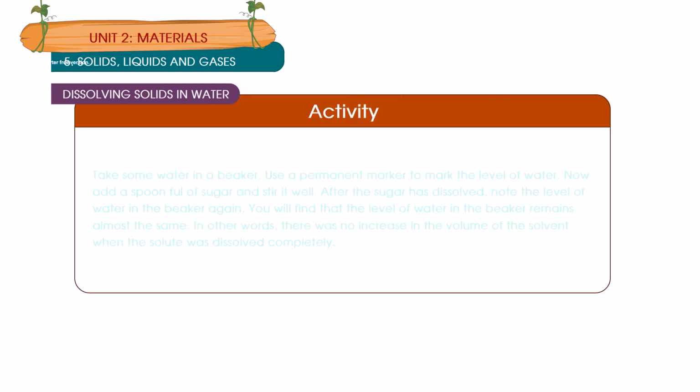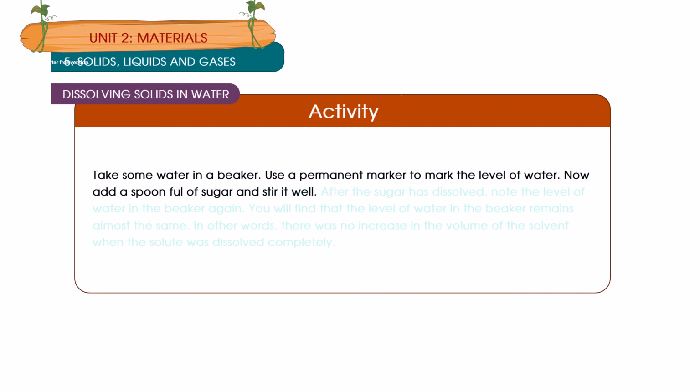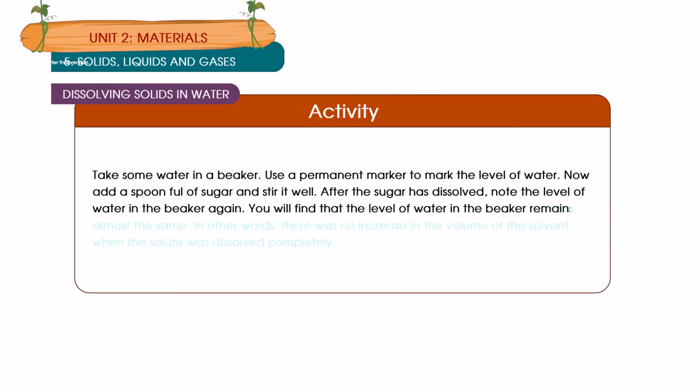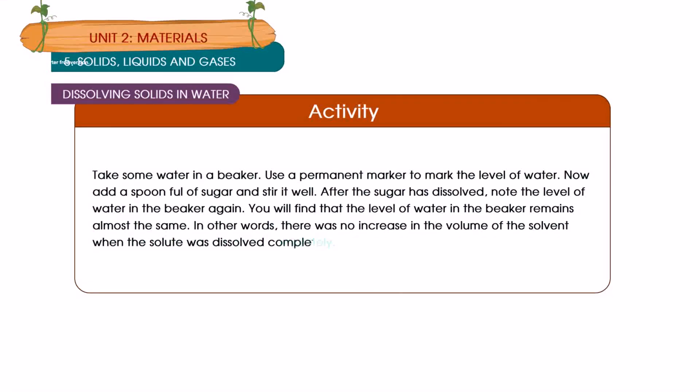Activity. Take some water in a beaker. Use a permanent marker to mark the level of water. Now add a spoonful of sugar and stir it well. After the sugar has dissolved, note the level of water in the beaker again. You will find that the level of water in the beaker remains almost the same. In other words, there was no increase in the volume of the solvent when the solute was dissolved completely.